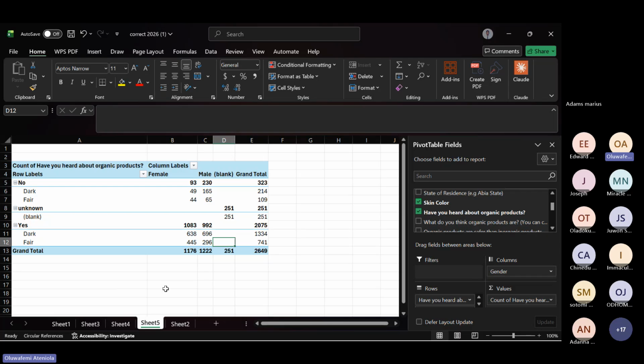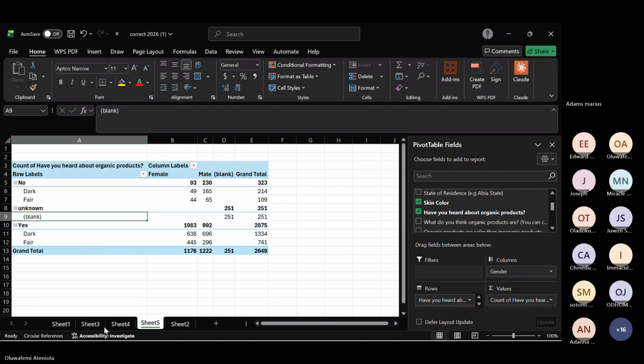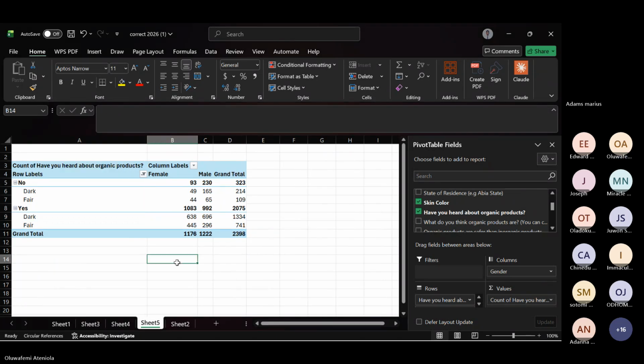Please, if you have questions, ask me. So where is this blank coming from? Okay, take this out. Good. So we can see that both fair skin and dark skin has been segmented into 2. Okay, everything is working now.